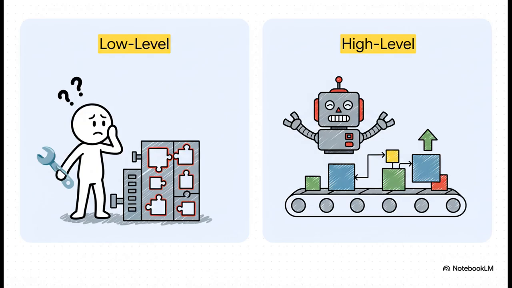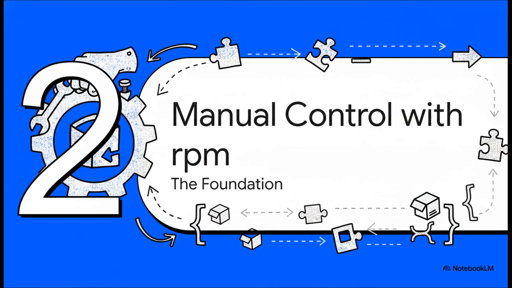Yum and Zypper, on the other hand, are high-level. They're the whole auto shop. They look at online repositories, these giant warehouses of software, and figure out everything you need, grab it all, and put it together for you automatically. So let's roll up our sleeves and start with that foundational tool, the RPM command.